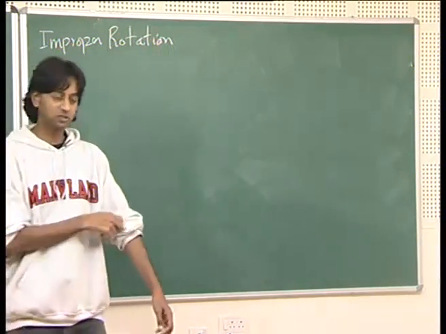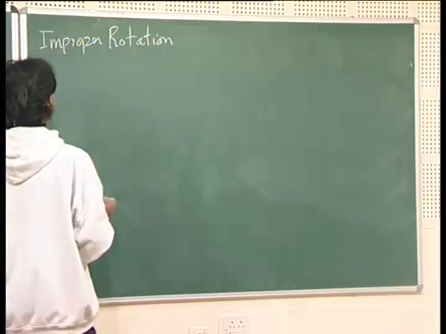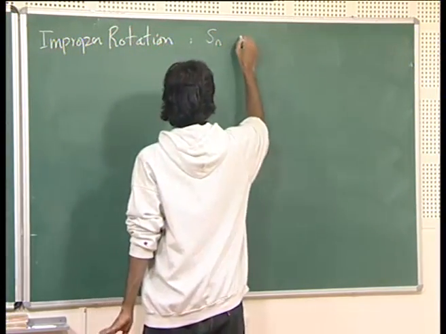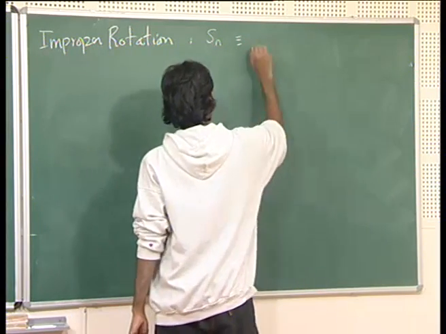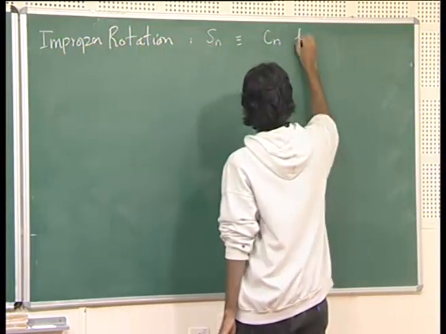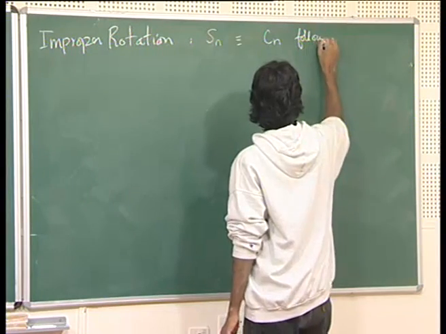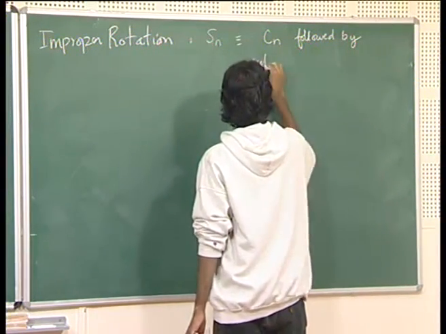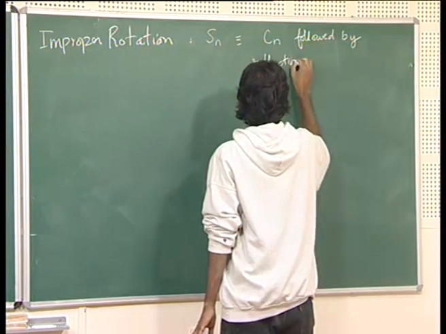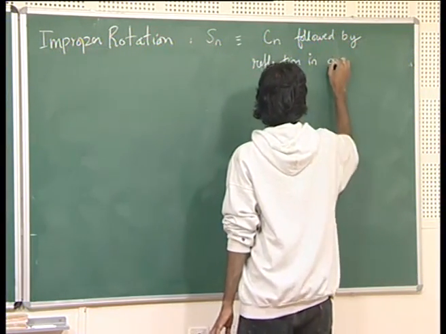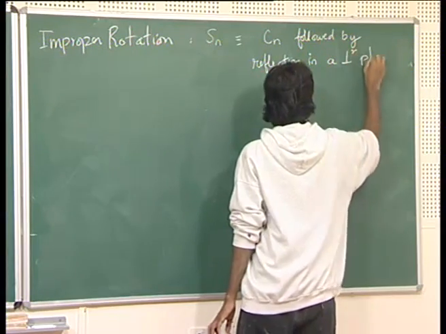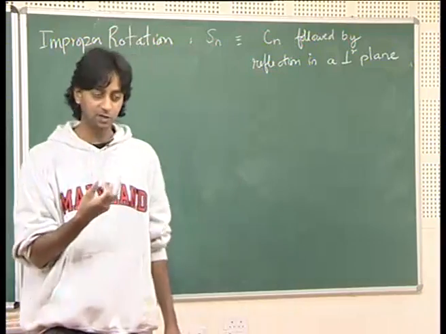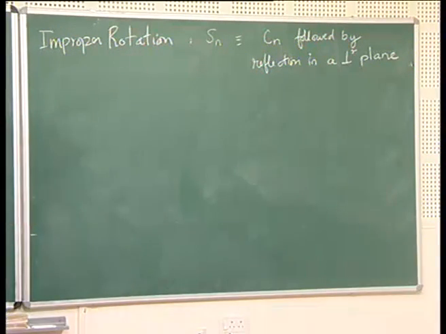So what is an improper rotation? An improper rotation is denoted by Sn. This is equivalent to Cn followed by reflection in a perpendicular plane. Okay, so you do a Cn operation and then you reflect in a plane perpendicular to Cn.